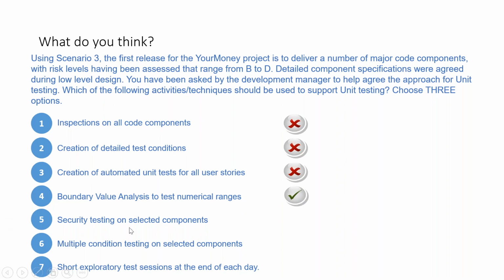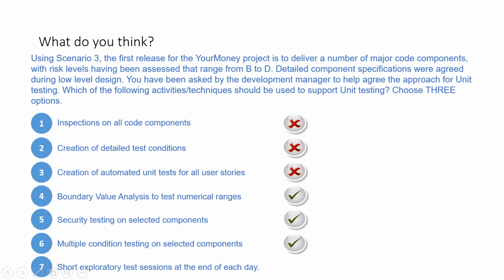Security testing on selected components. So security testing has to be done for C and D, I think that is what has been told. Yes, sir, we have to do that. Multiple condition testing on selected components. So we told decision testing coverage is important, so we have to do that.